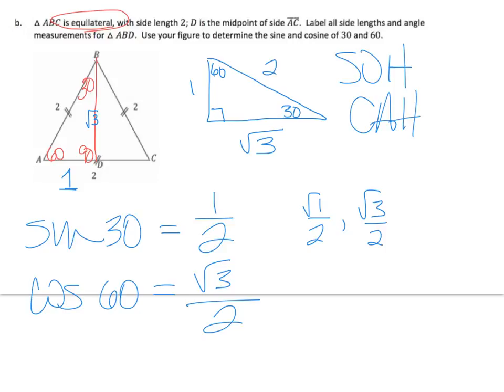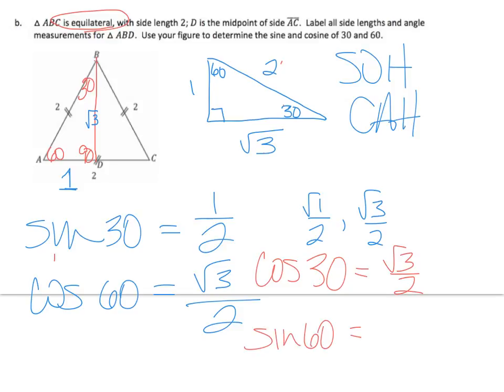I did forget to do sine, so I have to do, so I didn't do all 4. Cosine of 30, adjacent over hypotenuse, square root of 3 over 2, and then sine of 60. I didn't read the instructions very well. Opposite over hypotenuse, square root of 3 over 2. Cosine 60, adjacent over, I didn't do that one right.